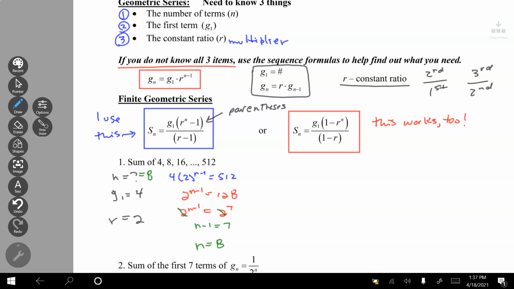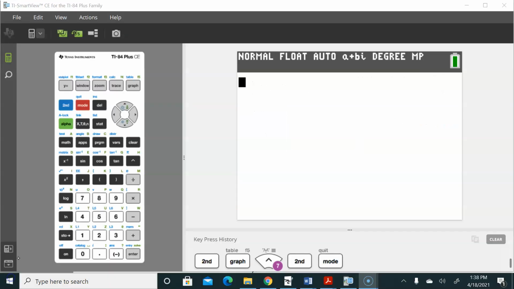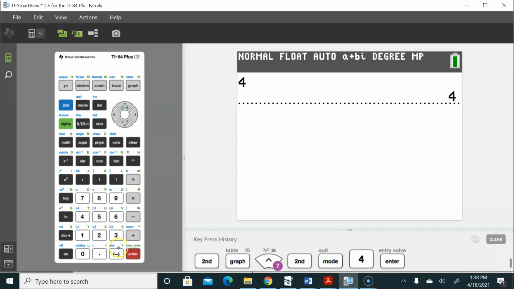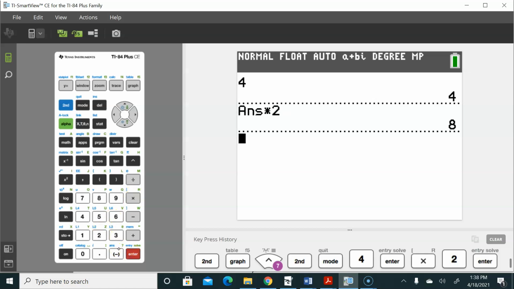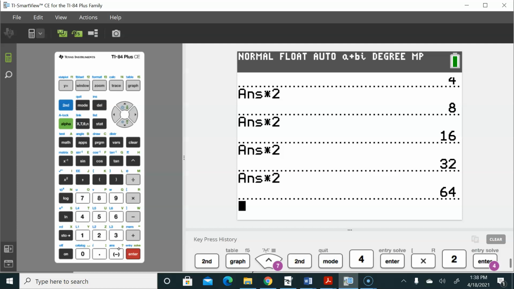Another way is by doing this on the calculator, and I'll show you how. So this is what I mean by using your calculator and counting the enters. This was starting at 4, enter, and a pattern was times 2, enter, and now I have 2 terms. I'm just going to hit enter. I'm going to count until I get to 512. Third term, fourth, fifth, sixth, seventh. The 8th term was 512, so n equals 8 is how many terms I have.